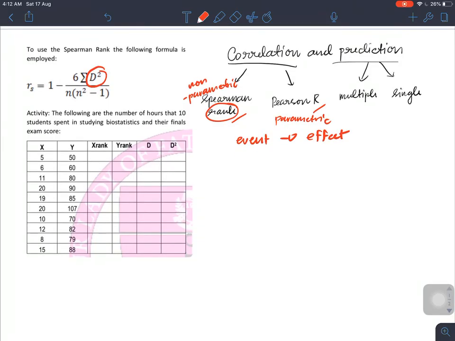Okay, so let's start with the computation of our d squared. Unang-unang gagawin natin is rank x and rank y. Just like our Cruz-Galois ranking, we simply ranked from lowest to highest. So, subukan po natin. 5 is the lowest, 1. And then 6 is the second lowest, which would be assigned 2. Next is 8, given 3. And then 10, which is 4. 11, which is 5. 12 is 6. 15 is 7.